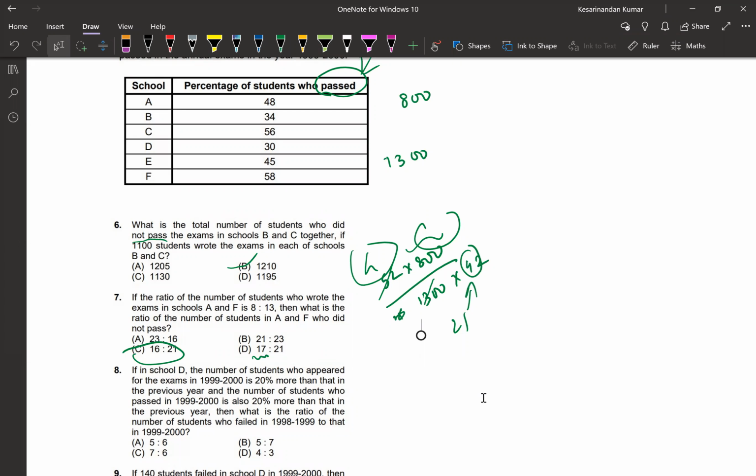Passed students are also 20% more. Then the passed students will be 1.2 into 45, which is 99 to 2000. So there we can find out the number of students who have passed and who have failed, and like that we can come across the ratio. The starting point was taking 100 and then moving on, basically.